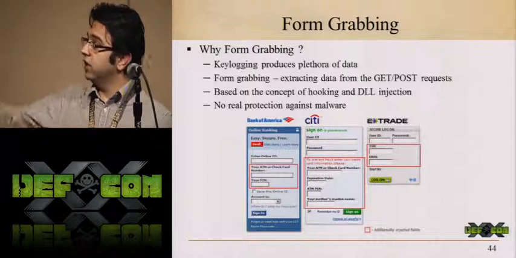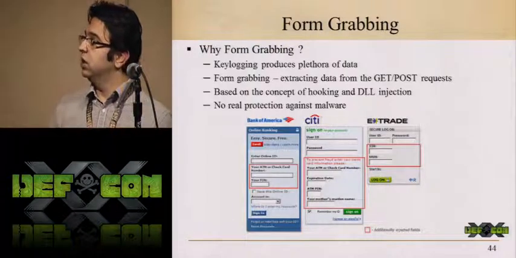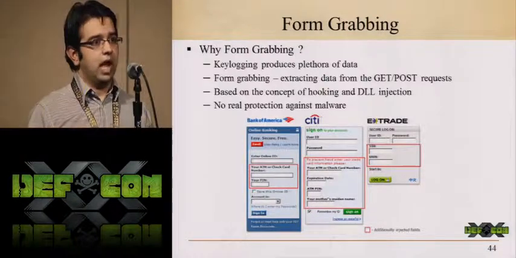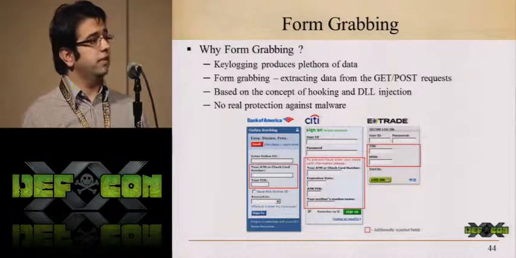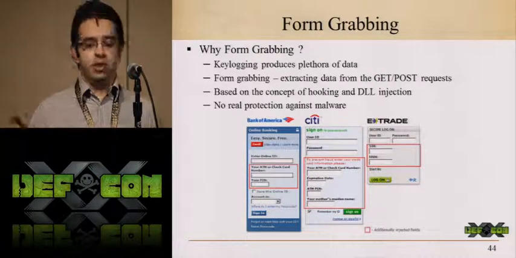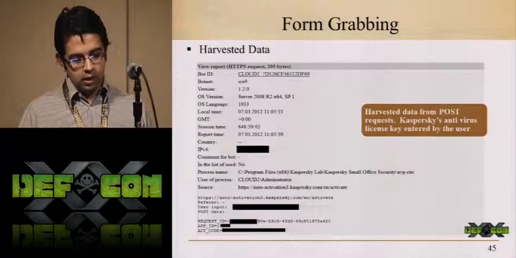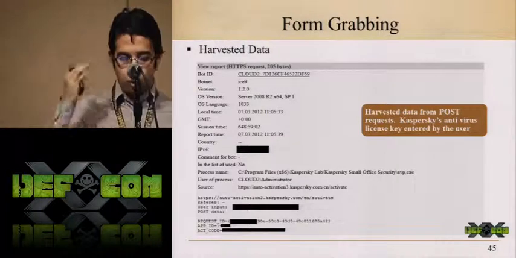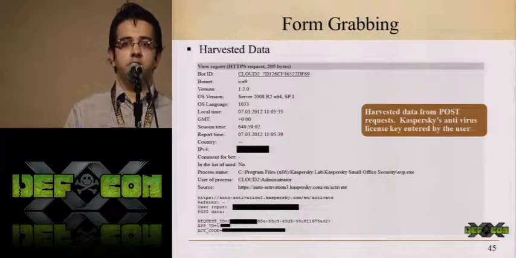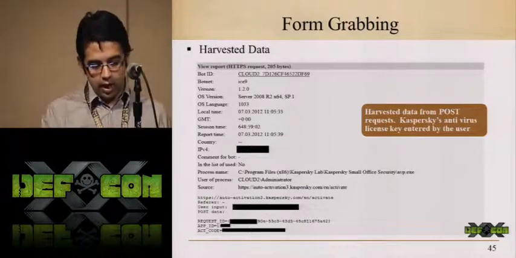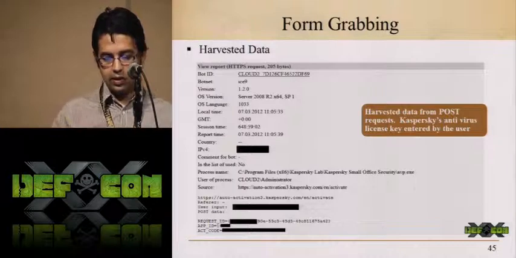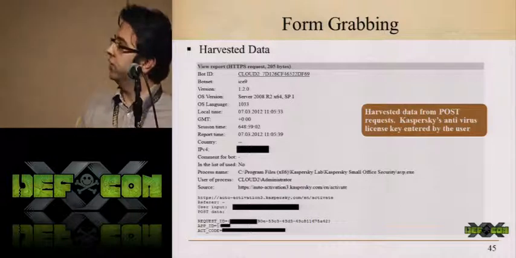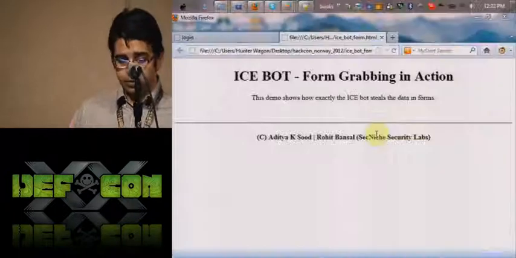So with web injects, you can inject an illegitimate input box somewhere, which asks you for your PIN number, your ATM number, and things like that. And when you submit that information, the bot inside the infected system hooks it and sends it back to the command and control server. And how the harvested data looks, it gives you an idea right here. This is the whole set of information you actually get from the infected machine using form grabbing. And this was an example that we were testing, where there was a Kaspersky antivirus license key entered by the user, and it was retrieved on the command and control server.